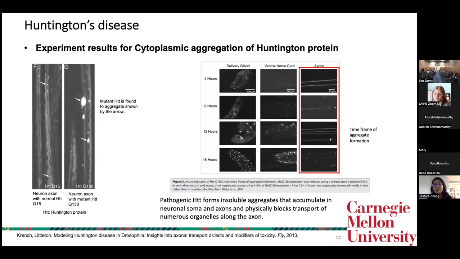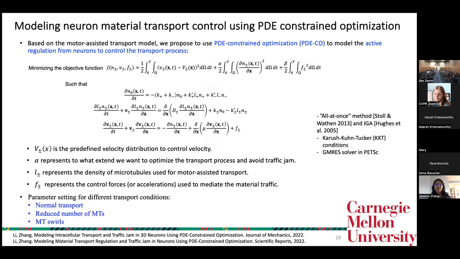Can we simulate the traffic jams and the swirls? We found some evidence from the experiments. So in our research, we developed this new model. It's called the PDE-constrained optimization model, to simulate the traffic regulation from neurons, and then we can control the transport process. In the objective function, there are 3 terms on the right-hand side.